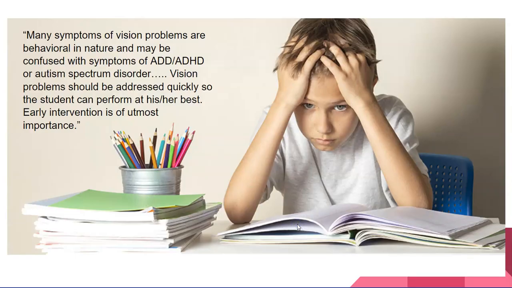That was a very quick overview of a very complex system, but hopefully you will recognize that there is more to vision than 20/20 and more symptoms of vision problems than not being able to see clearly. The Utah School Vision Screening Handbook says, "Many symptoms of vision problems are behavioral in nature and may be confused with symptoms of ADD, ADHD, or autism spectrum disorder. The following symptoms are most likely to be observed in the classroom by the teacher or teacher's aide. Vision problems should be addressed quickly so the student can perform at his or her best. Early intervention is of utmost importance."